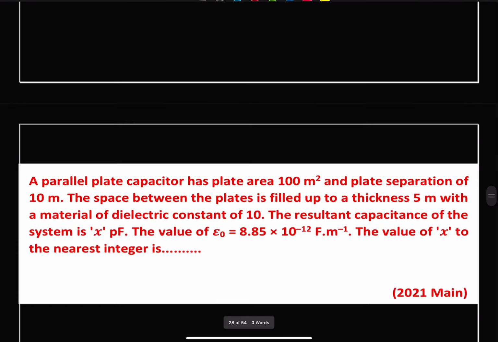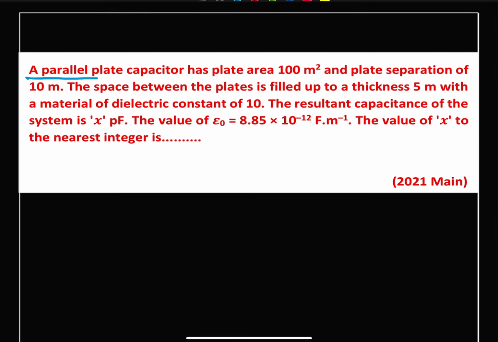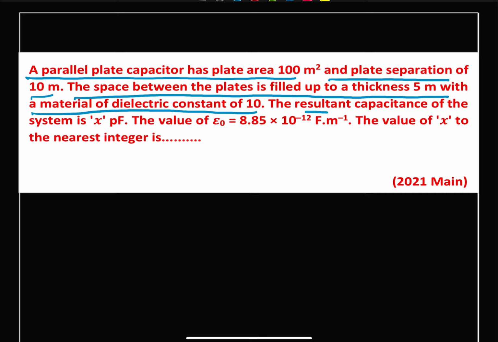We are given a parallel plate capacitor with a plate area of 100 meter square and a plate separation of 10 meter. The space between the plates is filled up to a thickness of 5 meter with a material of dielectric constant 10. The resultant capacitance of the system is x picofarad. The value of epsilon naught is 8.85 into 10 to the power minus 12. The value of x to the nearest integer is.